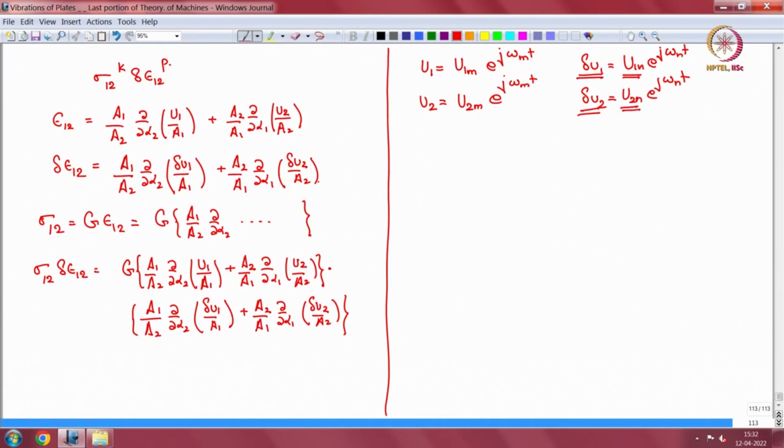Okay. So if we do that over here, I get sigma 1 2 delta epsilon 1 2, k and p. Or what did we do? Yeah, we said k and p. Okay, sorry, we'll do that, k and p. So this will be k and this will be p.